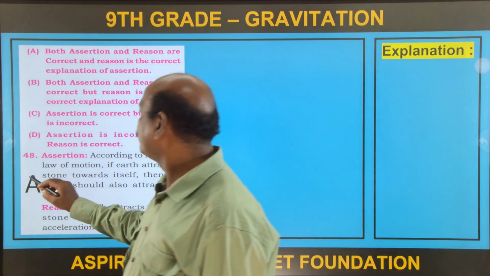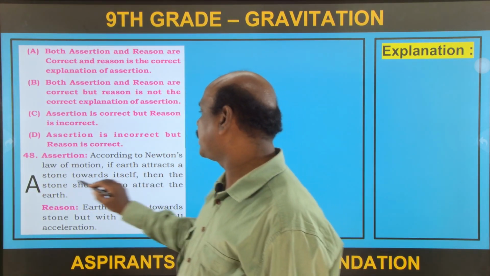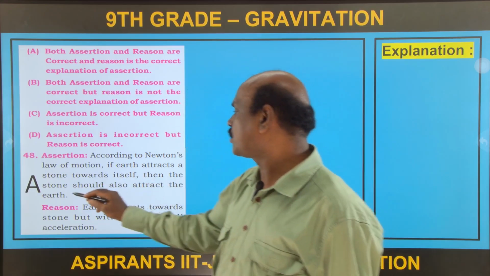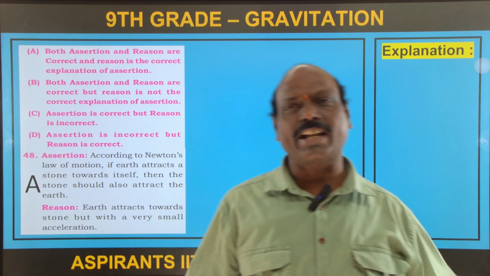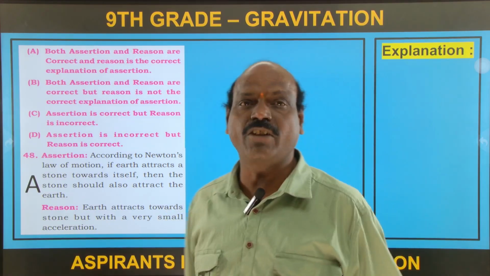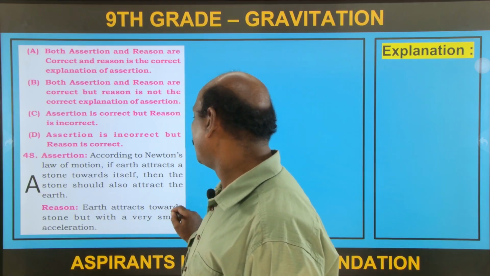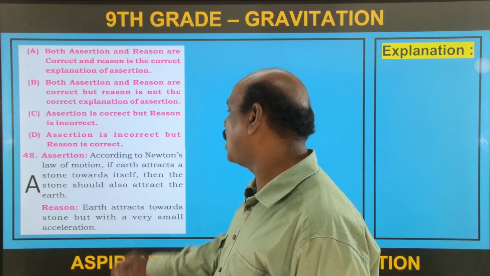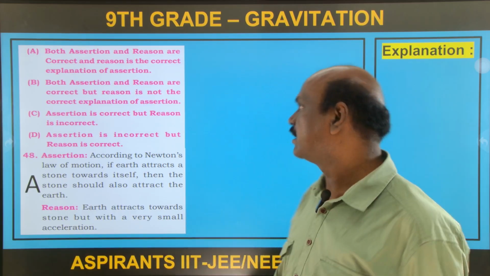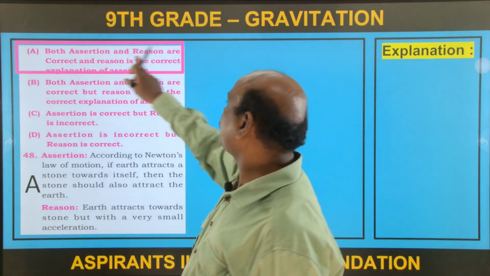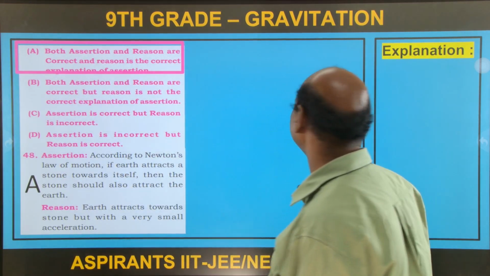Here you can see, according to Newton's laws of motion, if the earth attracts the stone towards itself, then the stone should also attract the earth. So it is true because there is a force of attraction between the two bodies, that is F12 is equal to F21. And next, the earth attracts the stone, but with a very small acceleration, so the acceleration of the body will be less. So here both assertion and reason are correct, and the reason is the correct explanation for the assertion.